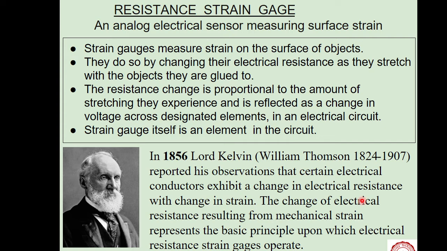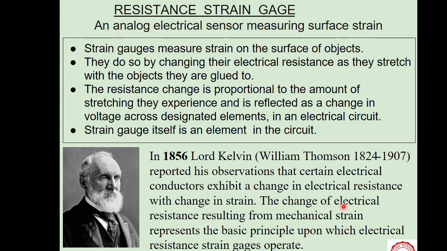Now what is resistance strain gauge? So the development came after an invention or experimental finding by Lord Kelvin, who was named William Thomson, and afterwards the British scientist was given the lordship. So the experiment was carried out in 1856, where the observation was that certain electrical conductors exhibit a change in electrical resistance with change in strain. Okay.